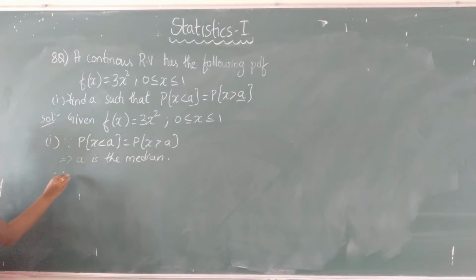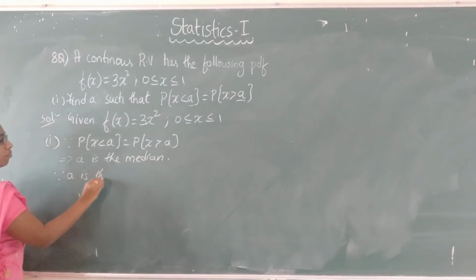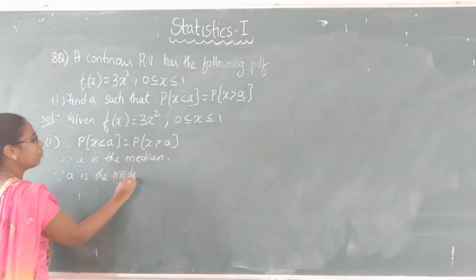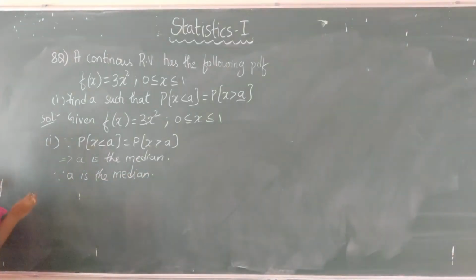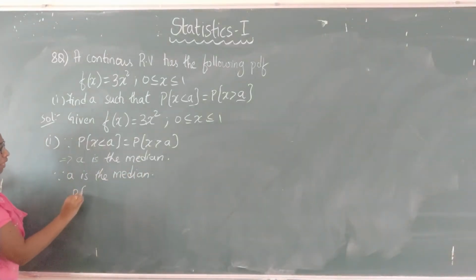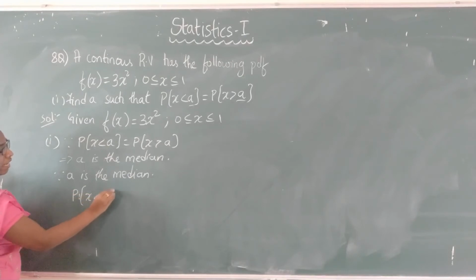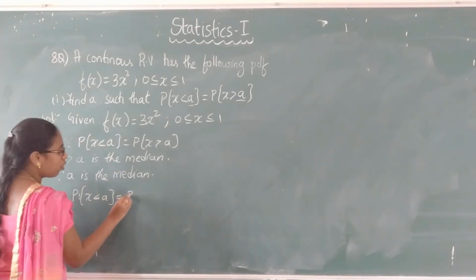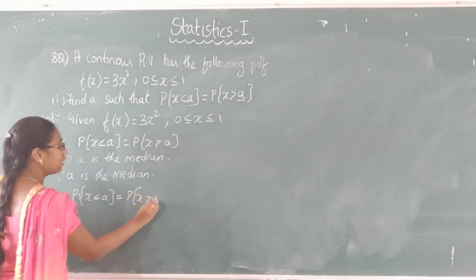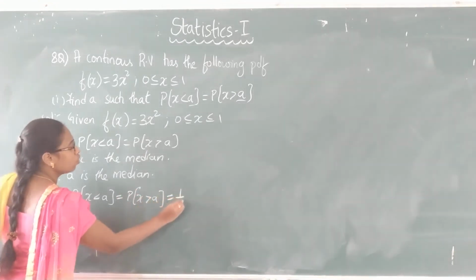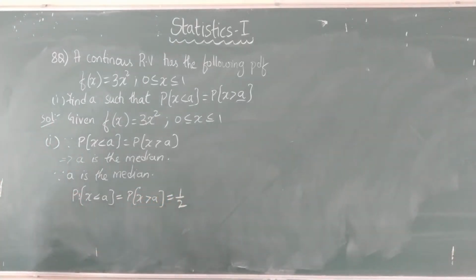Since a is the median, what is the condition for the median? Always the probability of x less than a will be equal to the probability of x greater than a, which will be equal to 1 by 2. So we will now consider any one property: you can consider P of x less than a equals 1 by 2.